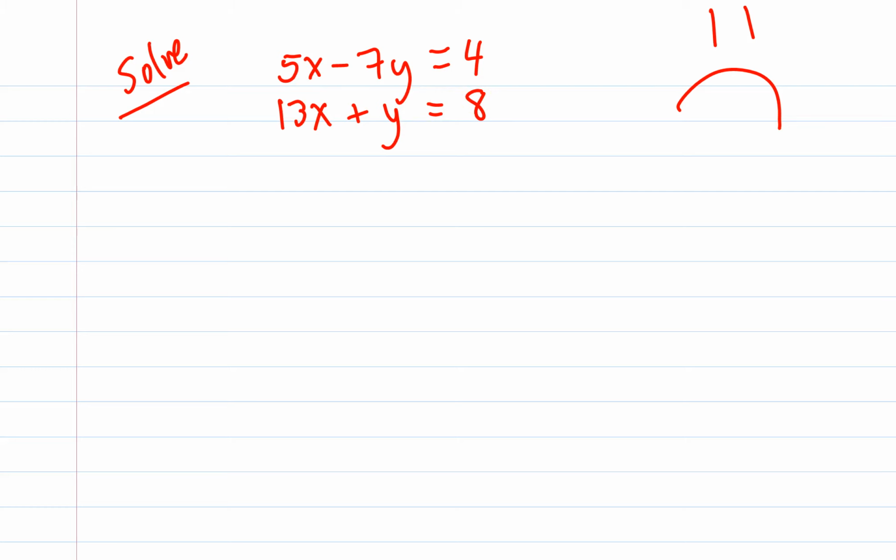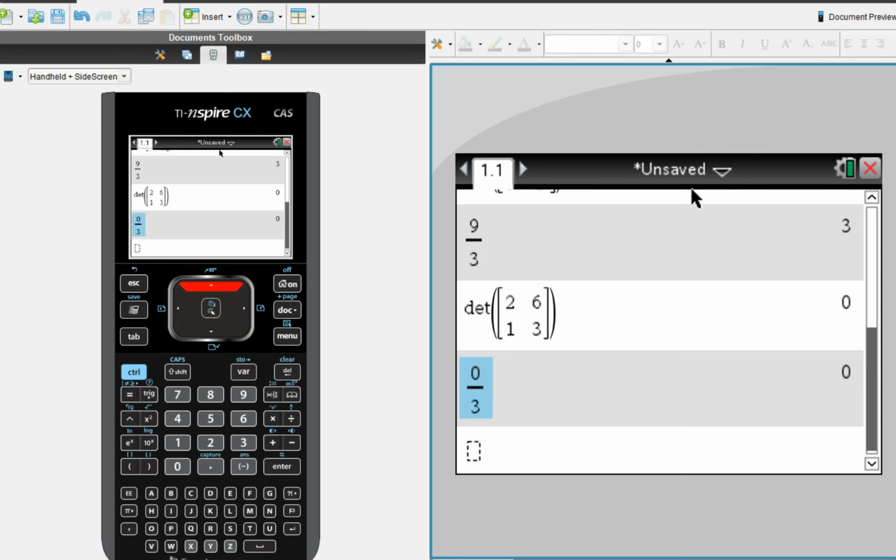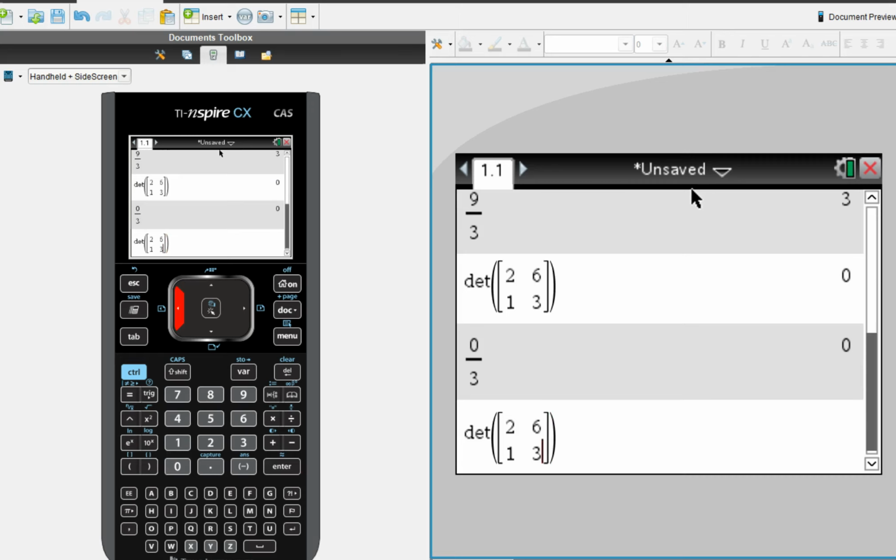So what might be easier is to set up D. Remember, D is just the matrix with these coefficients. So 5, -7, 13, and that's a 1y, so 1. So the determinant of that would be 5 minus, what is that, 70, 91, minus -91. 5 plus 91 is 96. Somebody right now is going, I don't want to do that by hand. Okay, then do determinant. Here, I'll start over.